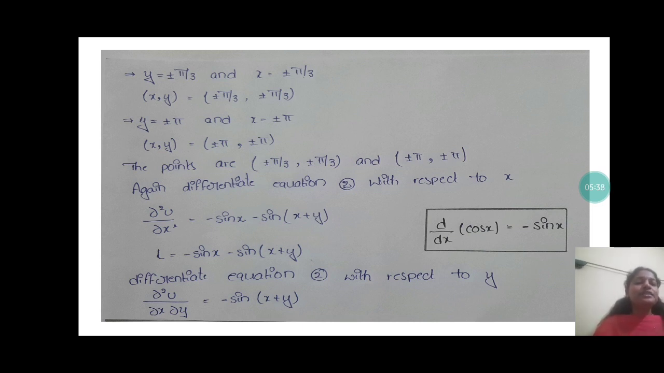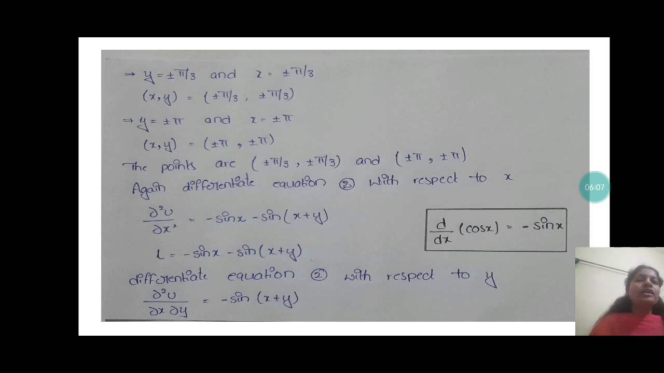Again differentiate equation 2 with respect to x. Dou square u by dou x square is equal to minus sin x minus sin of (x plus y). As we know, when we differentiate cos x, we get negative sin x, and this dou square u by dou x square is the value of L. So the value of L is equal to minus sin x minus sin of (x plus y).